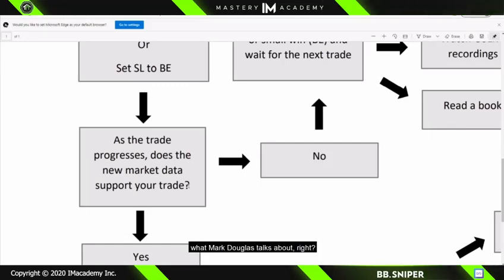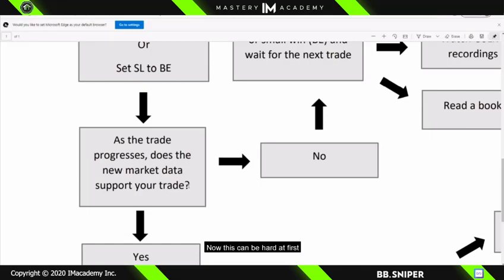And this is also kind of what Mark Douglas talks about, right? Where you're looking at the candlesticks, and we've talked about this before. Let's say you're in a long position: are you getting big up candles and small down candles, or are you getting big down candles and small up candles? What's the market telling you?